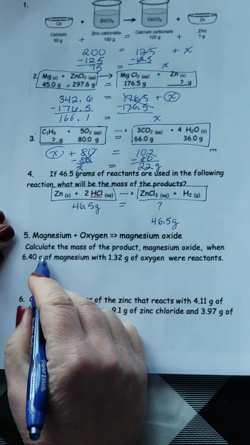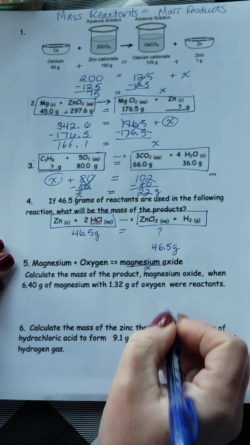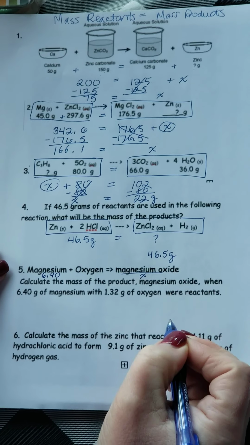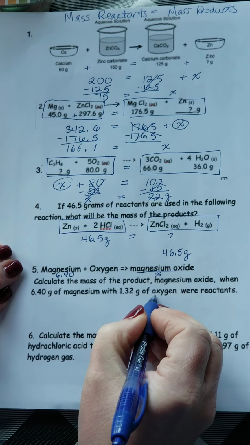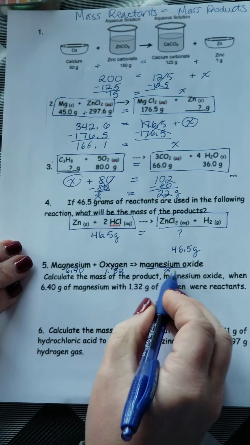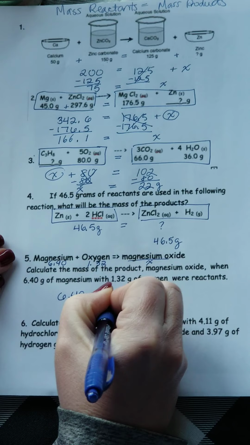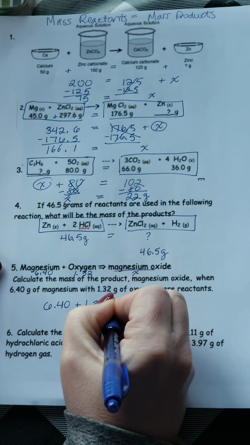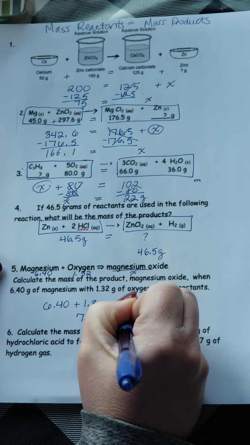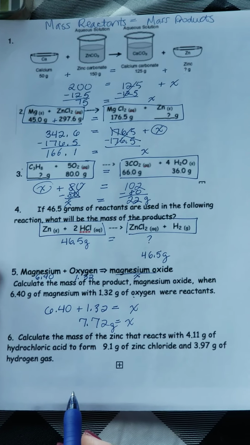Let's keep going. Calculate the mass of the product. This magnesium oxide is going to be our x, when 6.4 grams of magnesium and 1.32 grams of oxygen react. Notice as I read the problem, I assign the numbers, and now I can just rewrite it: plus oxygen. Again, our arrow is like an equal sign, x. So I'll simply add these together to find the amount of product, because the mass of the reactants must equal the mass of the product.